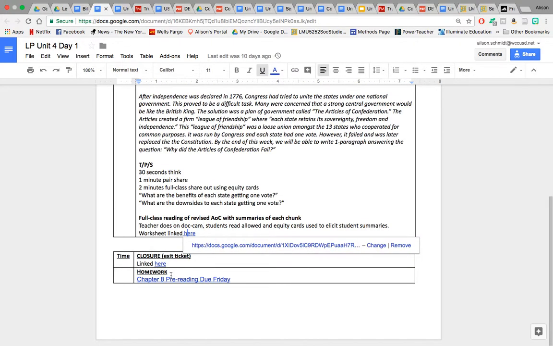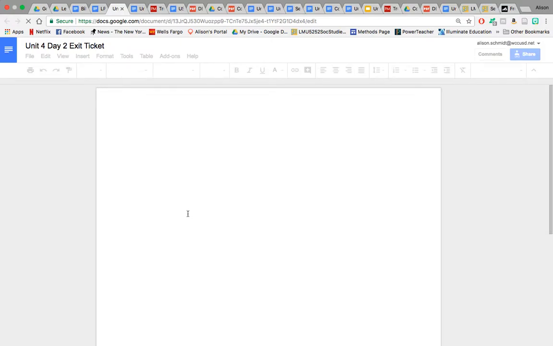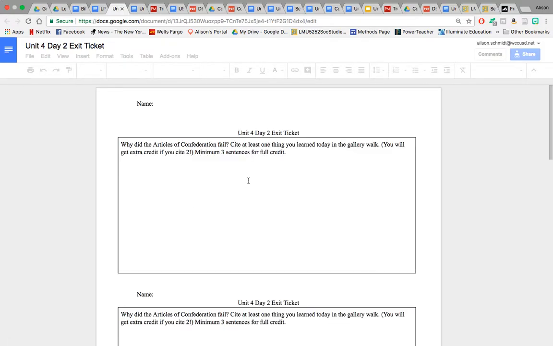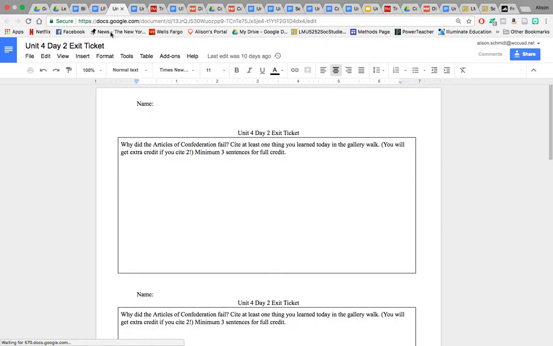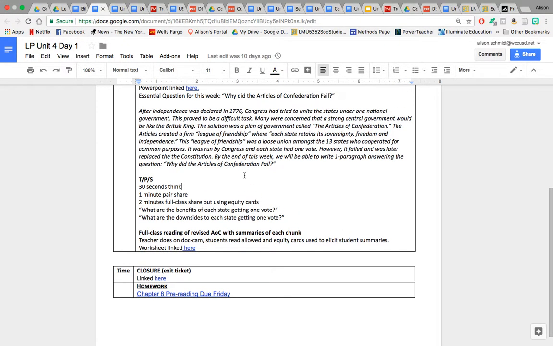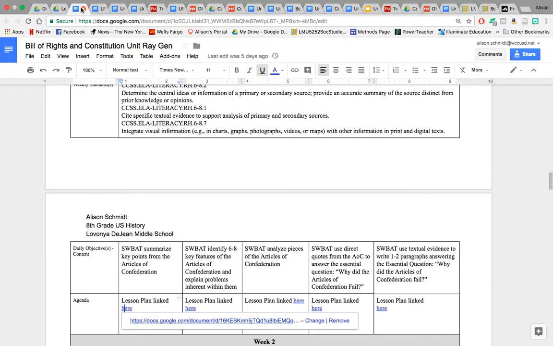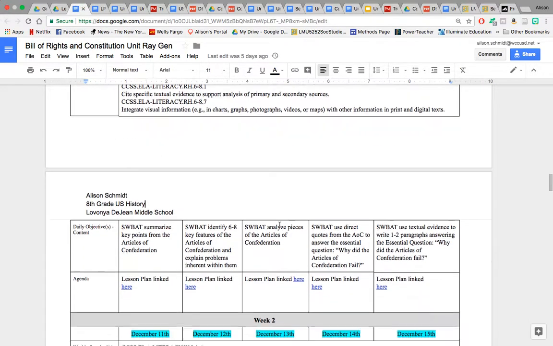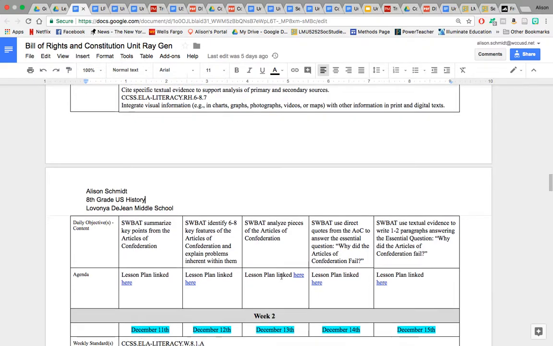Then this week, the kids' exit ticket will be just asking them to say why the Articles of Confederation failed. Oh, this is the wrong day, but that's okay. So basically the exit ticket is why did the Articles of Confederation fail, why is it important? And they'll also know that by the end of the week, they're expected to write a one-paragraph response to that question. I'm always hammering it home. Why did the Articles of Confederation fail? Why is it important? At the end of the week, they write their essays here.